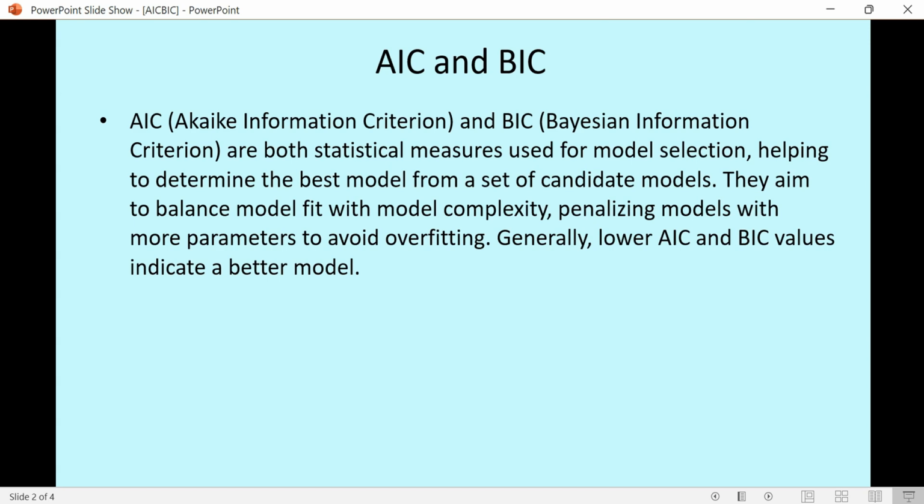So in this respect, we add a penalizing part to the evaluation. This is where AIC and BIC come in, which means we want a model with better performance, but at the same time we try to make the model use as few parameters as possible.